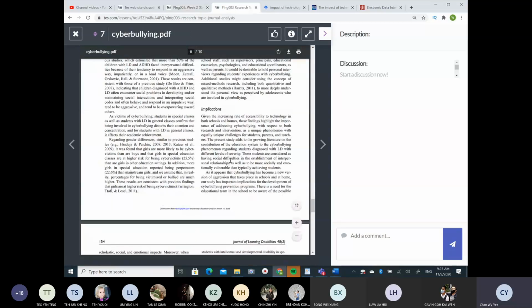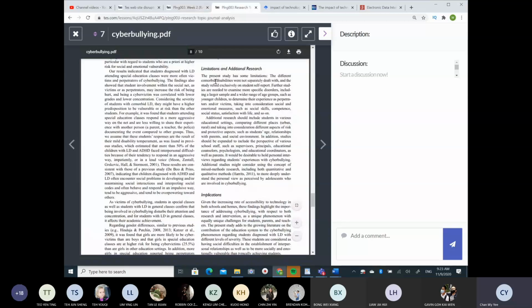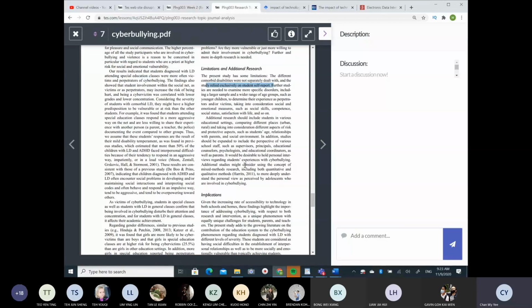Okay, can you see this? They have also put in limitations. The present study has some limitations. Different risk factors were not separately dealt with, and the study relied exclusively on a self-report questionnaire. With a self-reported questionnaire, there might be some shortcomings. For example, maybe the students are lazy to answer and didn't answer the questionnaire properly. They just circle and finish the story. So perhaps there can be an interview to find out what they truly feel.